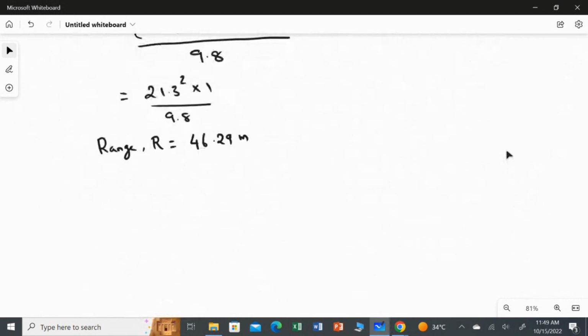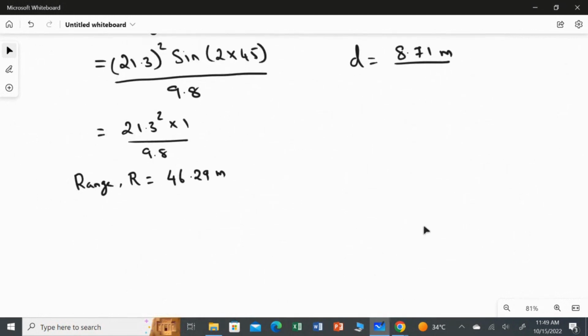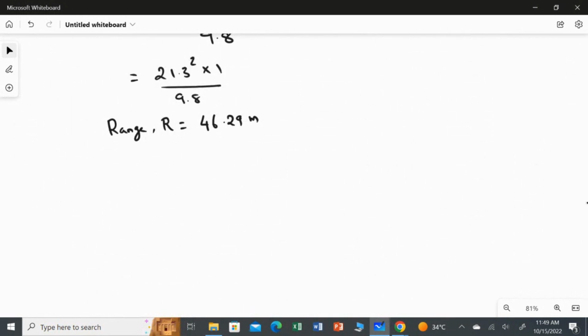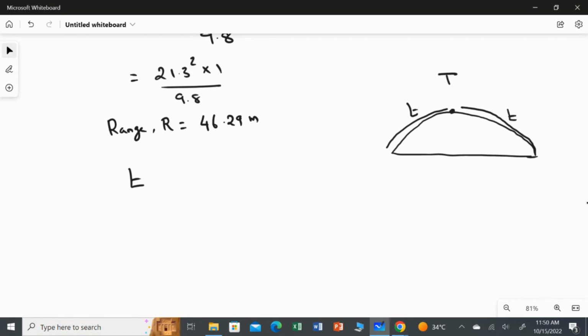So the total time of flight, which we can find from the formula of t. What is this t? For example, you have to see this. If any object is going in a parabolic trajectory, the object will reach the maximum height. Am I right? So this is the time, small t, and the second part of the curve is also small t. So what is the total time of flight? The total time of flight is 2 times t.